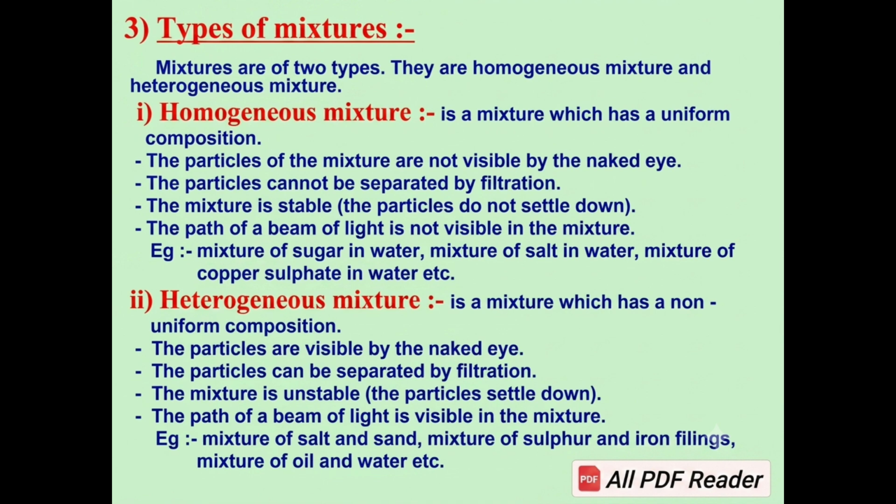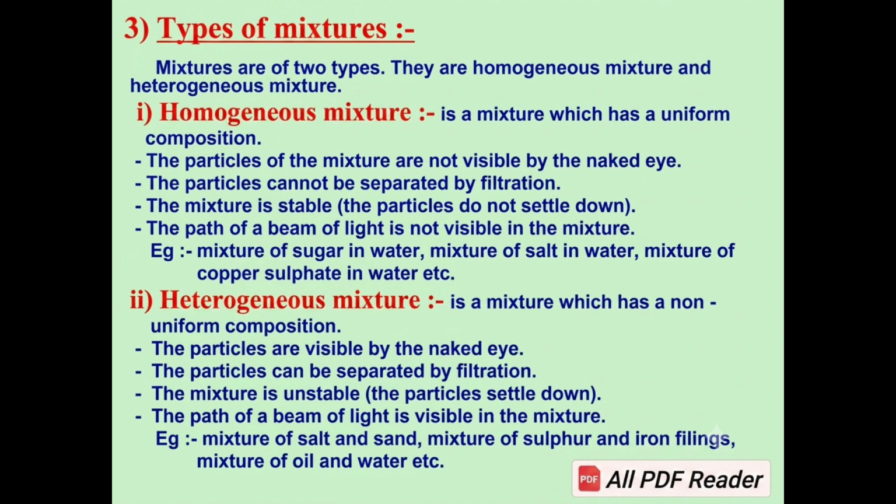Heterogeneous mixture. It is a mixture which has non-uniform composition. The particles are visible to the naked eye. It means there is no need of any glasses, spectacles or microscope. We can see directly. The particles can be separated by filtration. The mixture is unstable; particles easily settle down. The path of a beam of light is also visible in the mixture. We can see the path of light.